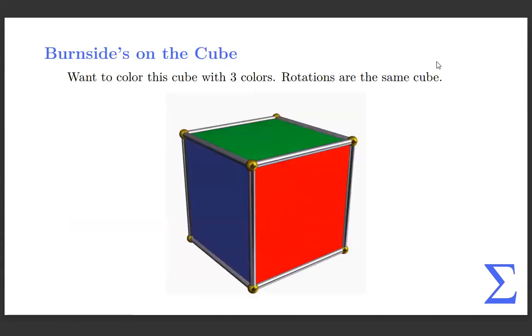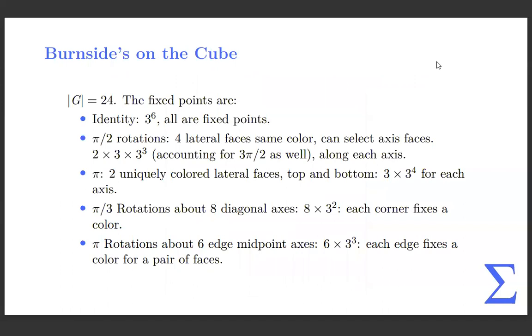Okay. This is the hard one. Burnside's on the cube. So you want to color this cube with 3 total colors, right? Red, green, blue will do fine. And the backs are also colored. This is like one view for the cube. And here is the case here.